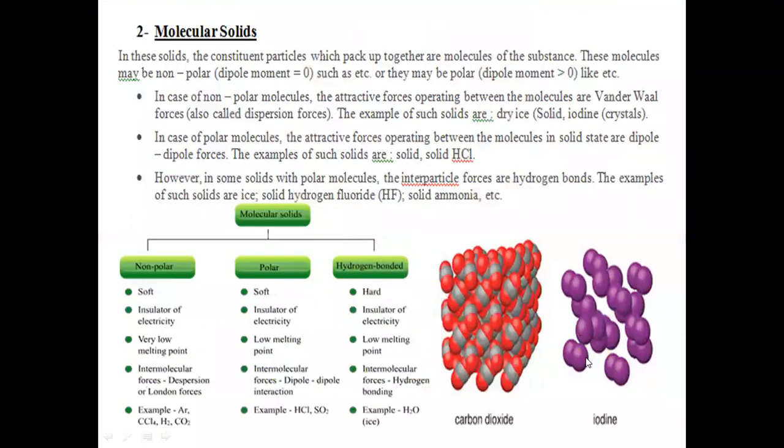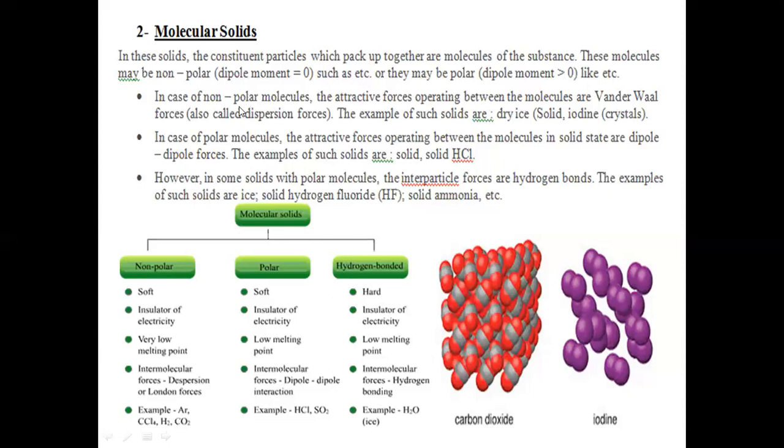Let's move forward. First, we'll have to understand about the molecular solids. Here, the constituent particles in such solids are molecules, molecules of a substance, which are holding together to form a molecular solid. The molecules may be non-polar, that's dipole moment is zero, or maybe polar molecules, that's dipole moment is more than zero. So here the molecular solids are of three types: non-polar molecular solids, polar molecular solids, and hydrogen bonded molecular solids.